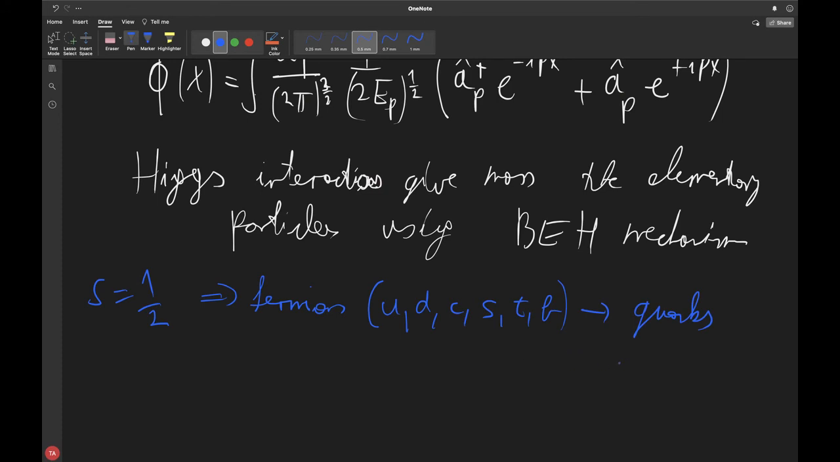And we also have leptons. We have the electron, and to the electron we have a neutrino, the electron neutrino. We have the muon, and to that we have a neutrino, the muon neutrino. And we have the tau particle, and to that we have the tau neutrino.